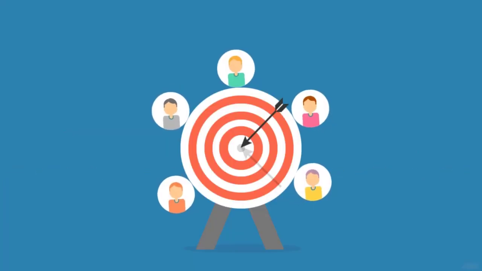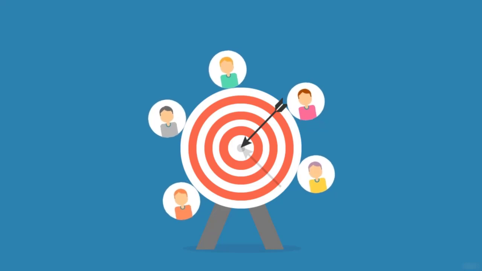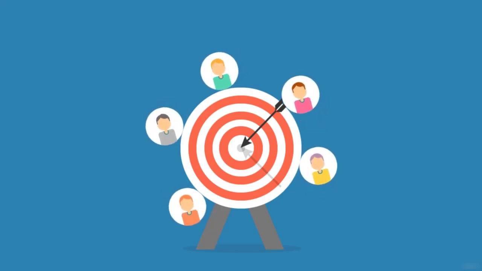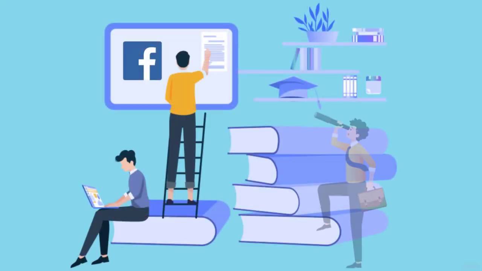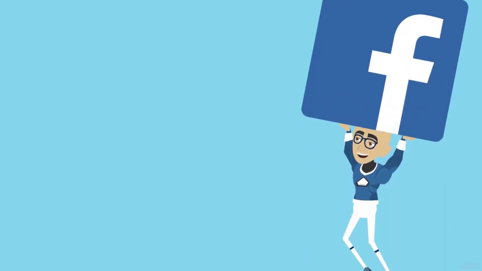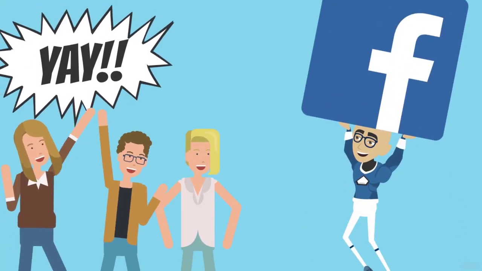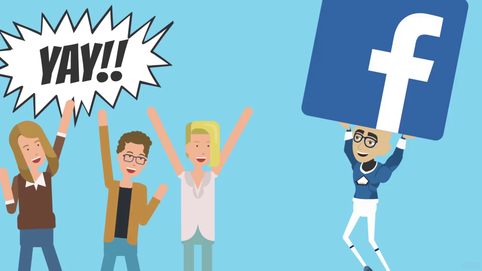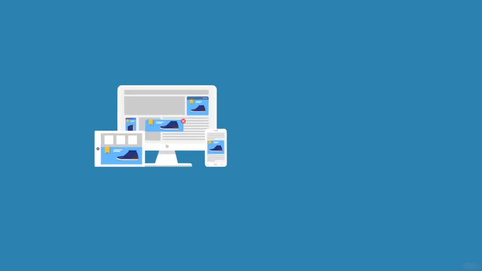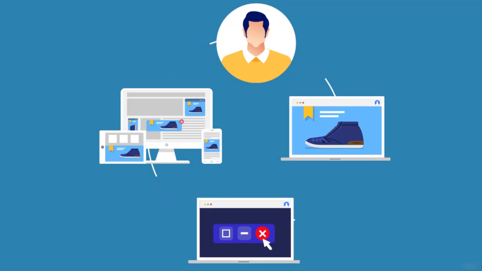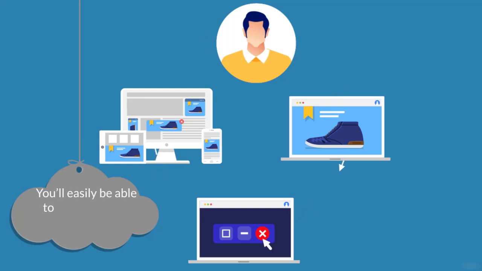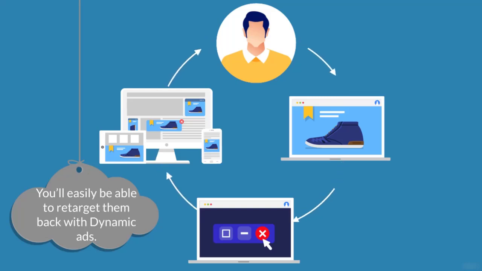For example, Facebook can create a very similar audience to people that have already been engaging with your content, purchasing from you, or visiting your website. Because you've chosen the best Facebook ads course on the internet, you'll know how to use the power of Facebook pixel events with custom audiences and lookalike audiences. You will be able to retarget people that have, for example, initiated the checkout process but never finished the purchase. You'll easily be able to retarget them back with dynamic ads.